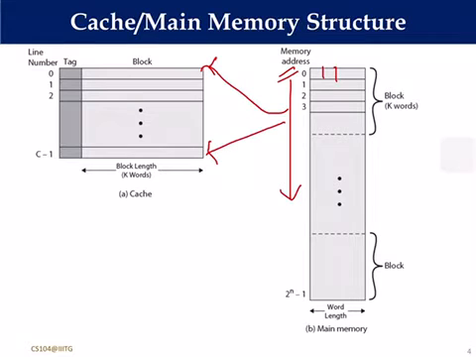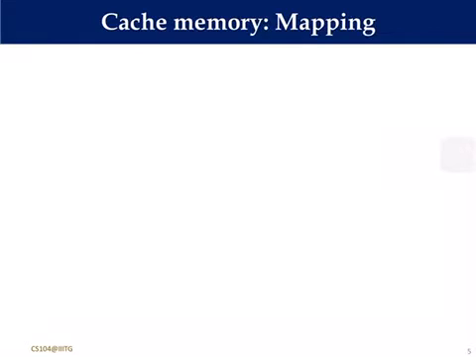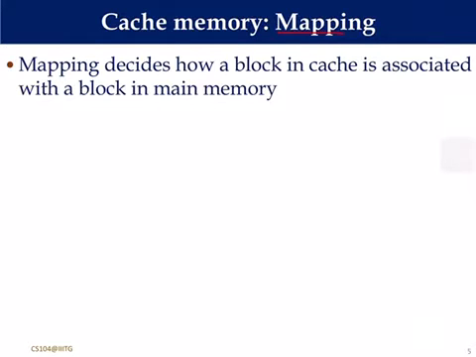The cache can contain only, let's say, C number of lines, but main memory has 2 to the power n minus 1 blocks, which happens to be larger. What will you do, and how will you do that? This is essentially handled by something called mapping. Cache memory mapping deals with this particular problem. Mapping decides how a block in cache is associated with a block in main memory.